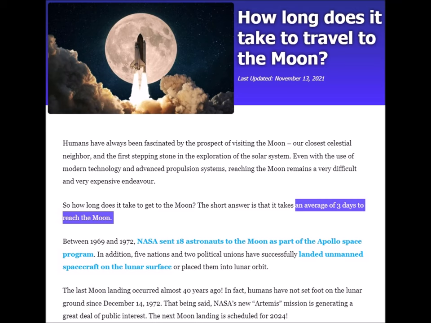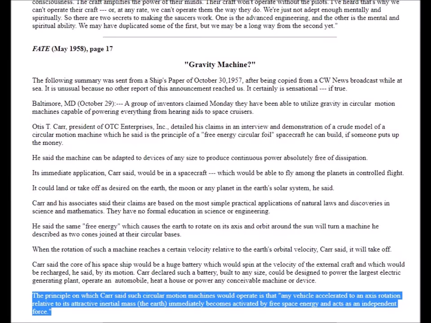Though his system is quite complex, according to Carr, the propulsion concept itself could be summed up simply as follows in his own words: "Any vehicle accelerated to an axis rotation relative to its inertial attractive mass immediately becomes activated by free space energy and acts as an independent force." The inertial attractive mass here, of course, is the Earth.